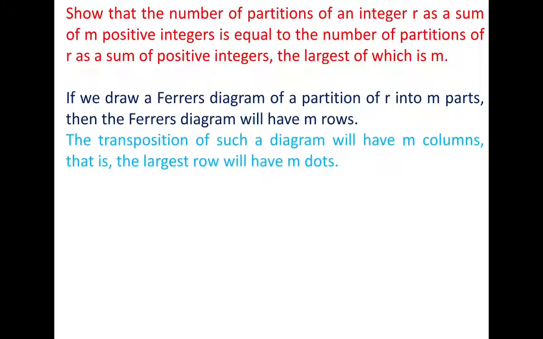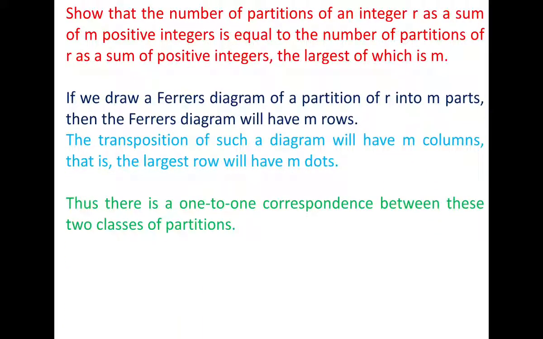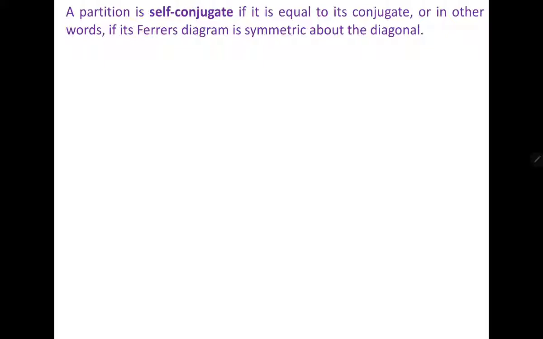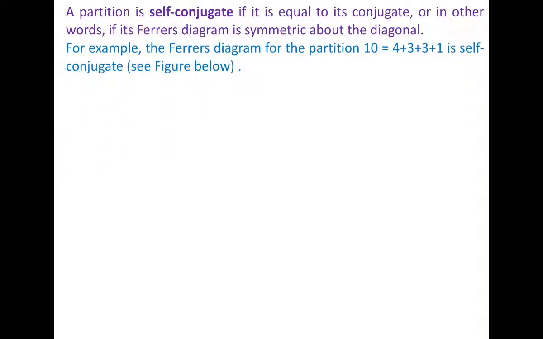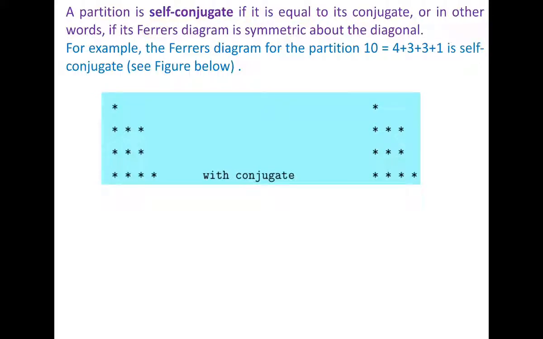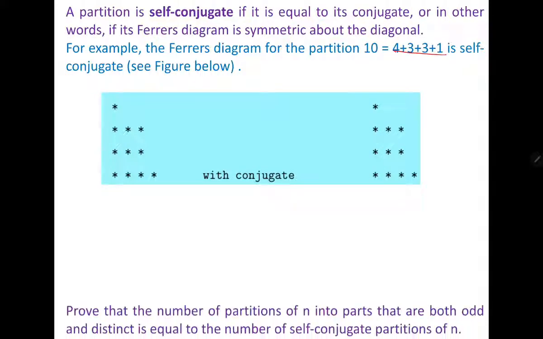This is the detail which you can read by yourself. There is a one to one correspondence between these two classes of partitions. A partition is self conjugate if it is equal to its conjugate. Please think of an example by yourself. One example is 4 3 3 1. If you take its conjugate, it comes out to be the same.